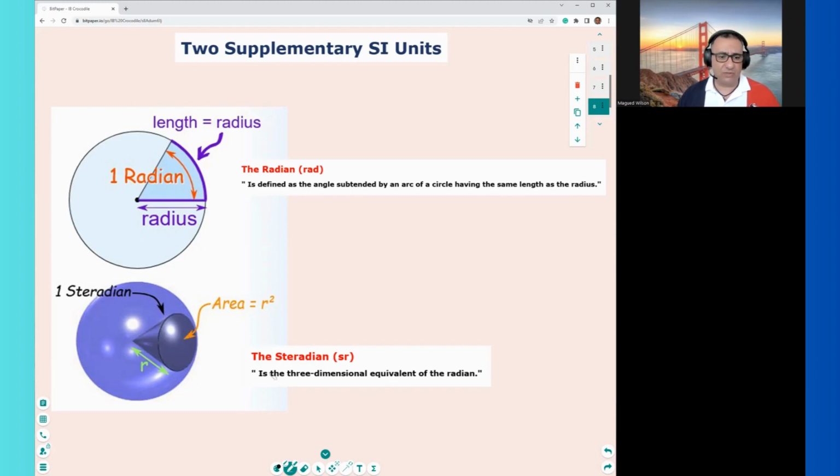The second one, just for completeness, is called the steradian, which is basically the same idea but in 3 dimensions. The steradian, symbol sr, is the 3-dimensional equivalent of the radian.